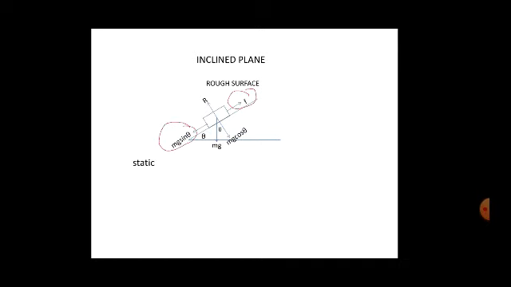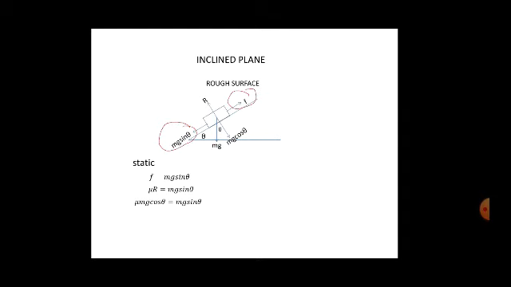The first one is the static. Now remember, if it is static, the applied force must be equal to the frictional force. Okay, so you see that the frictional force is equal to the applied force, which is mg sine theta. Now, the frictional force is mu R, so mu R equals mg sine theta. Then what is R? If you substitute, R is mg cos theta. So we have mu mg cos theta is equal to mg sine theta.